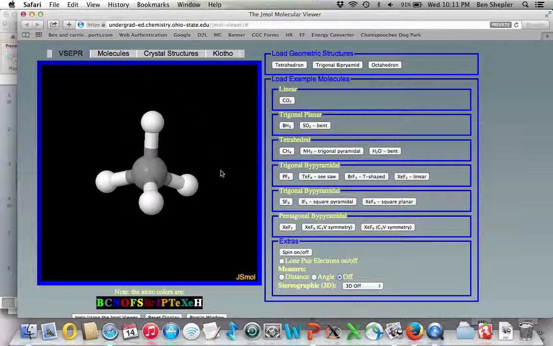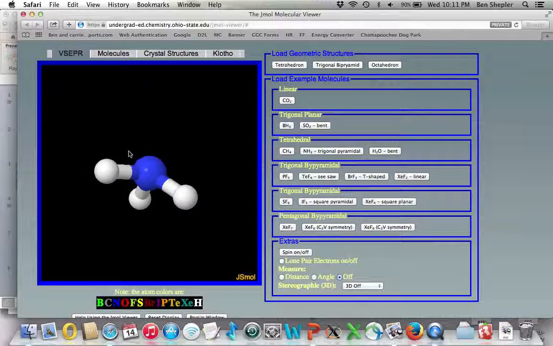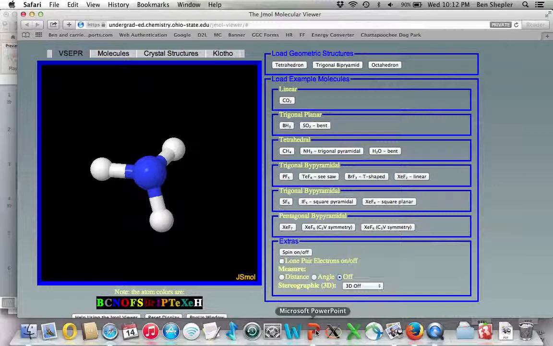So here I have a tetrahedral molecule, but of course our molecular geometry was not tetrahedral, it was trigonal pyramidal. So we lose one of the bonded atoms to become a lone pair. And so this is what our trigonal pyramidal molecule is going to look like. I highly encourage you to investigate this page and play around with these molecules, spin them around, and see what these molecules actually look like. All right, let's go back to the PowerPoint and look at another example.